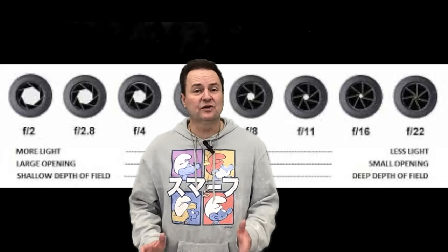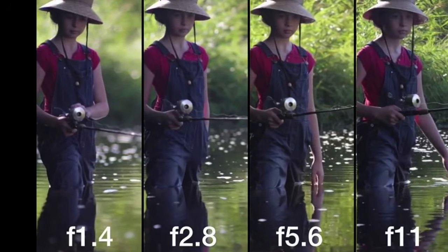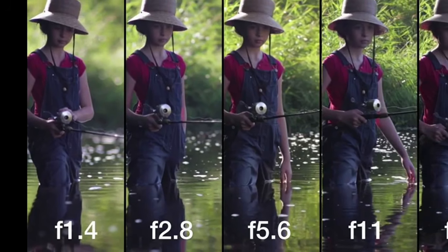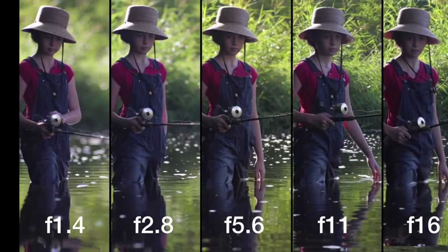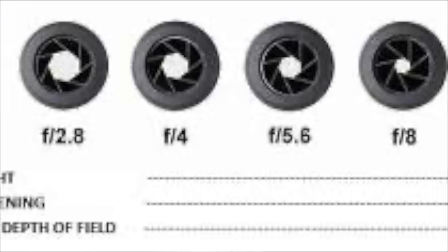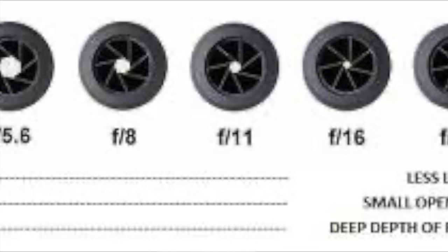Aperture still controls depth of field in video. A lower f-stop gives you a blurry background, and a higher f-stop keeps more in focus. But remember, changing aperture also changes brightness.